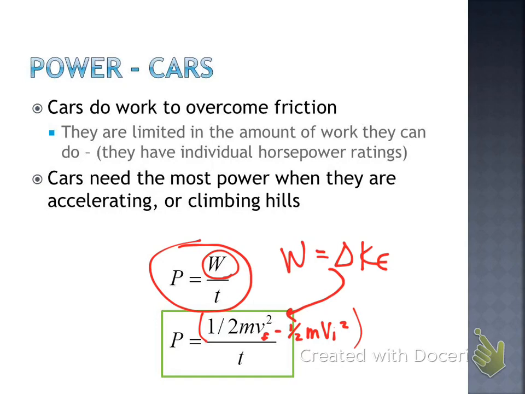Okay, so this equation I would suggest goes on your equation sheet as well, right? Power equals 1/2 mv squared over t, but you have to understand that that's one point of kinetic energy. If you've got two different velocities, you've got to do final minus initial. So if you want to write the expanded version on your equation sheet, feel free to do that as well.